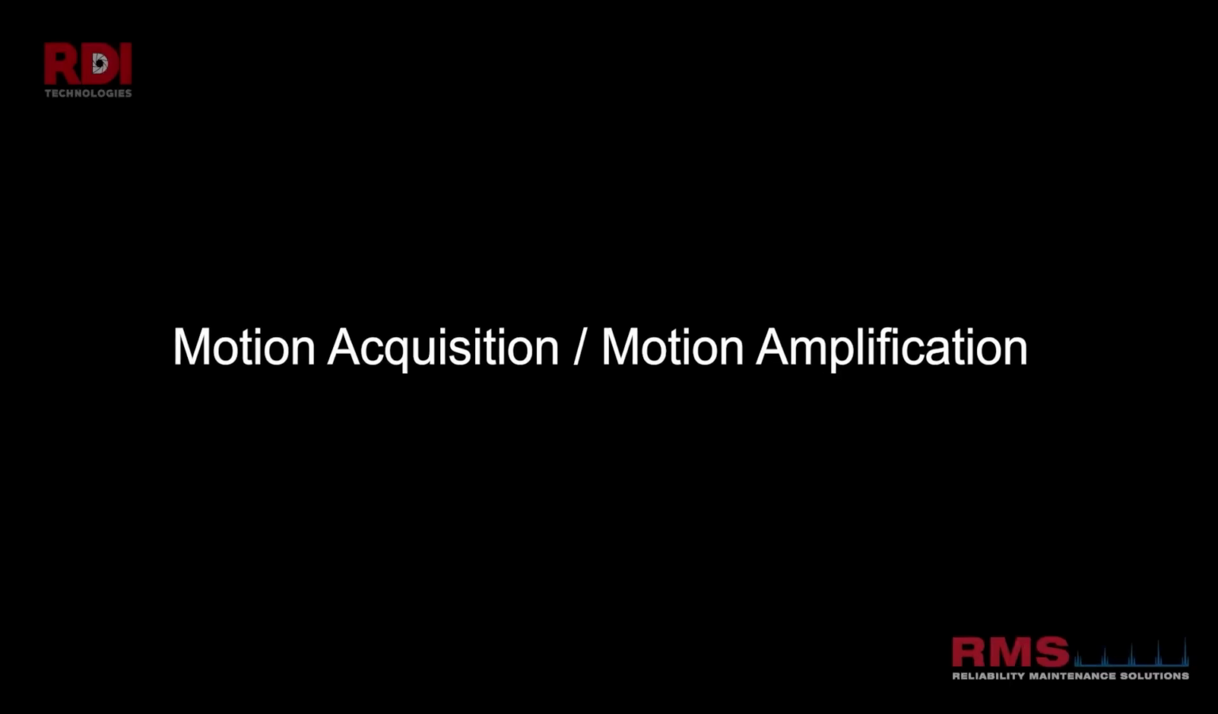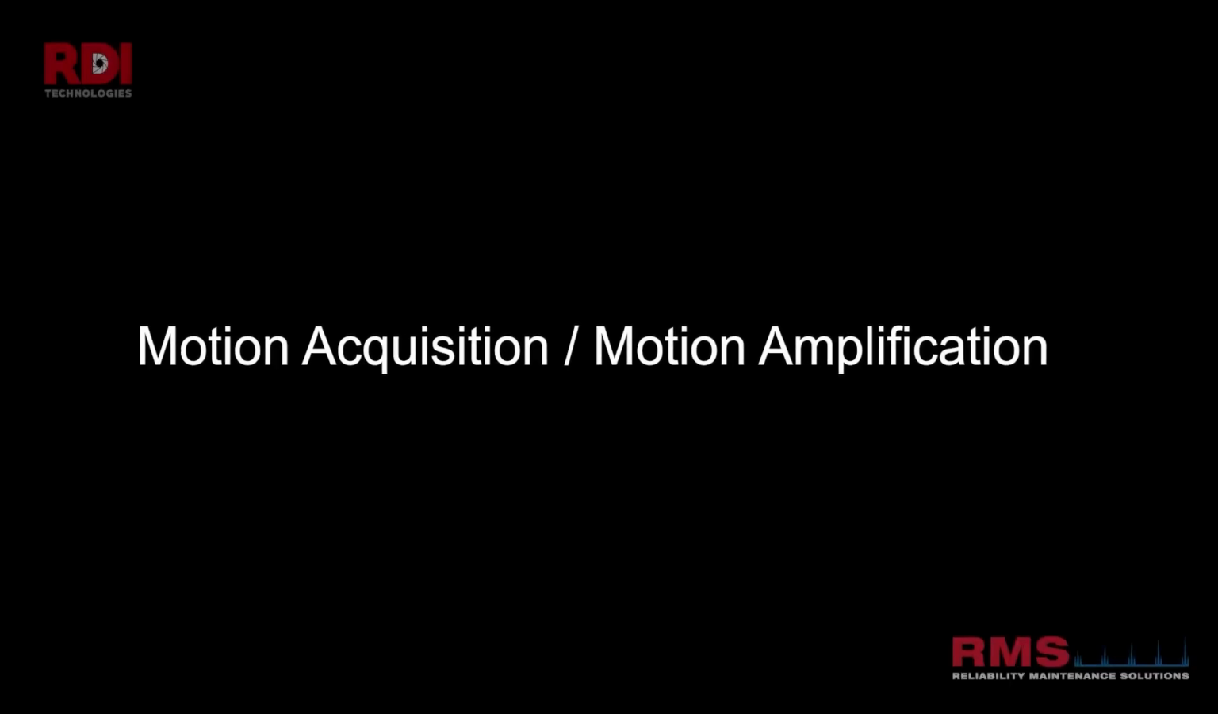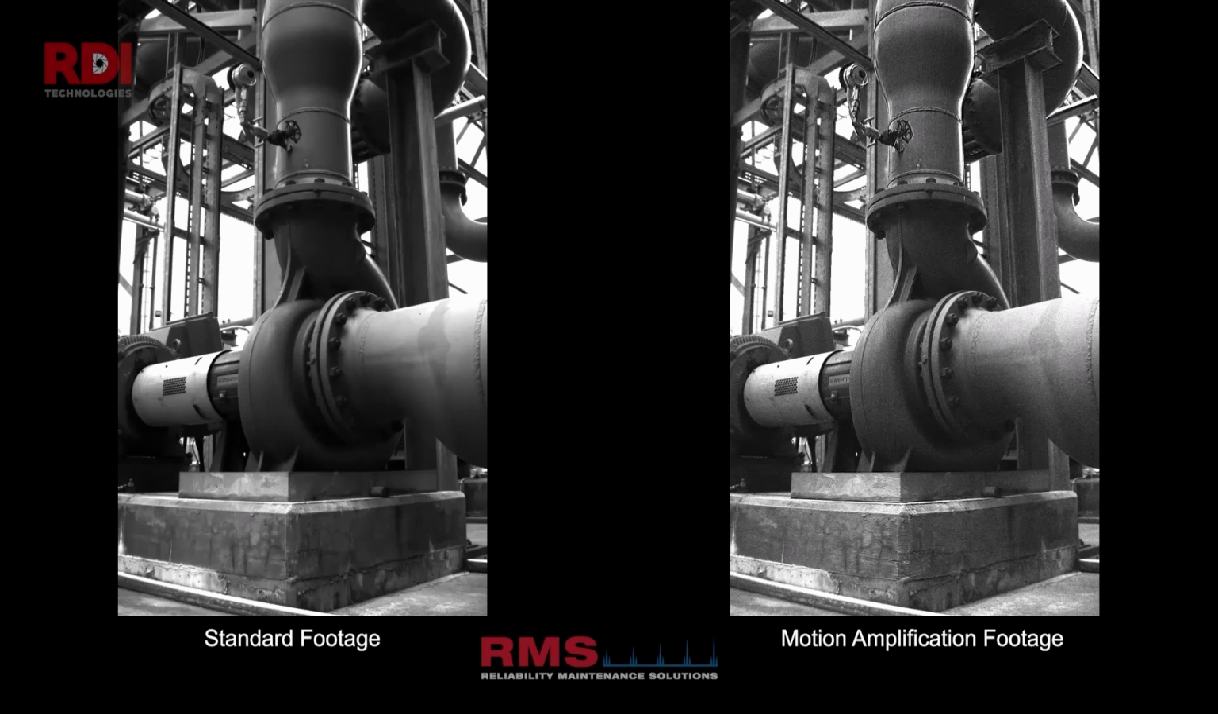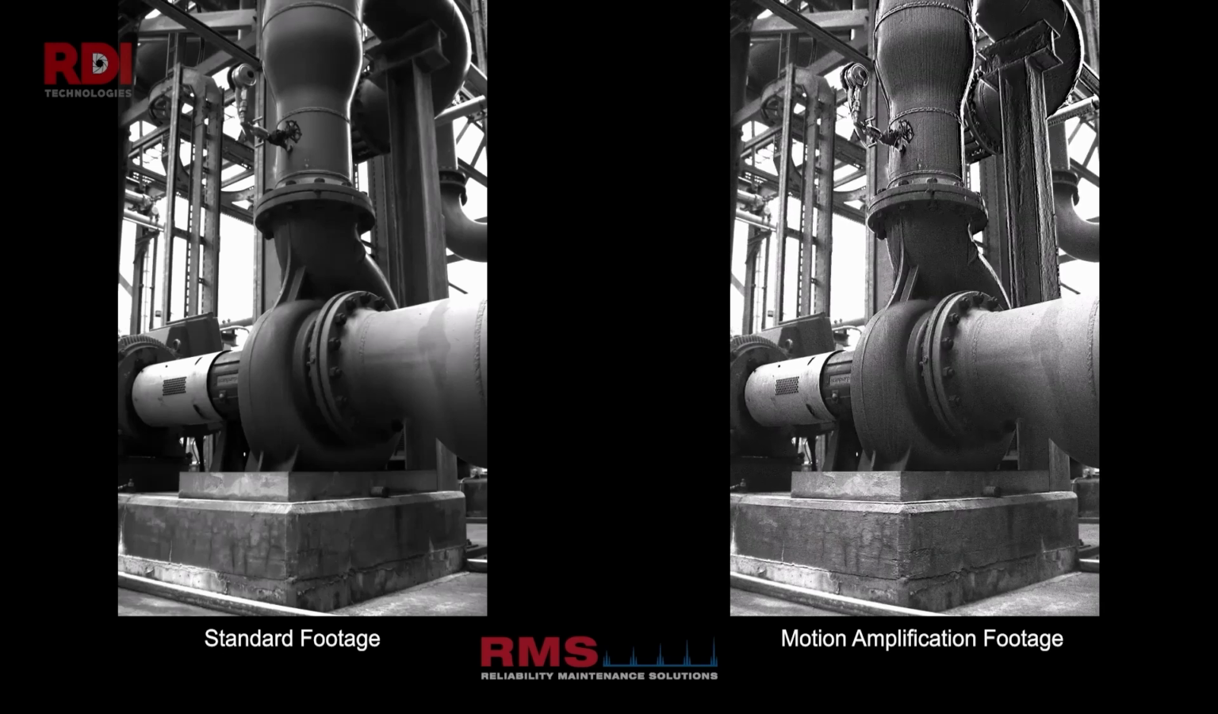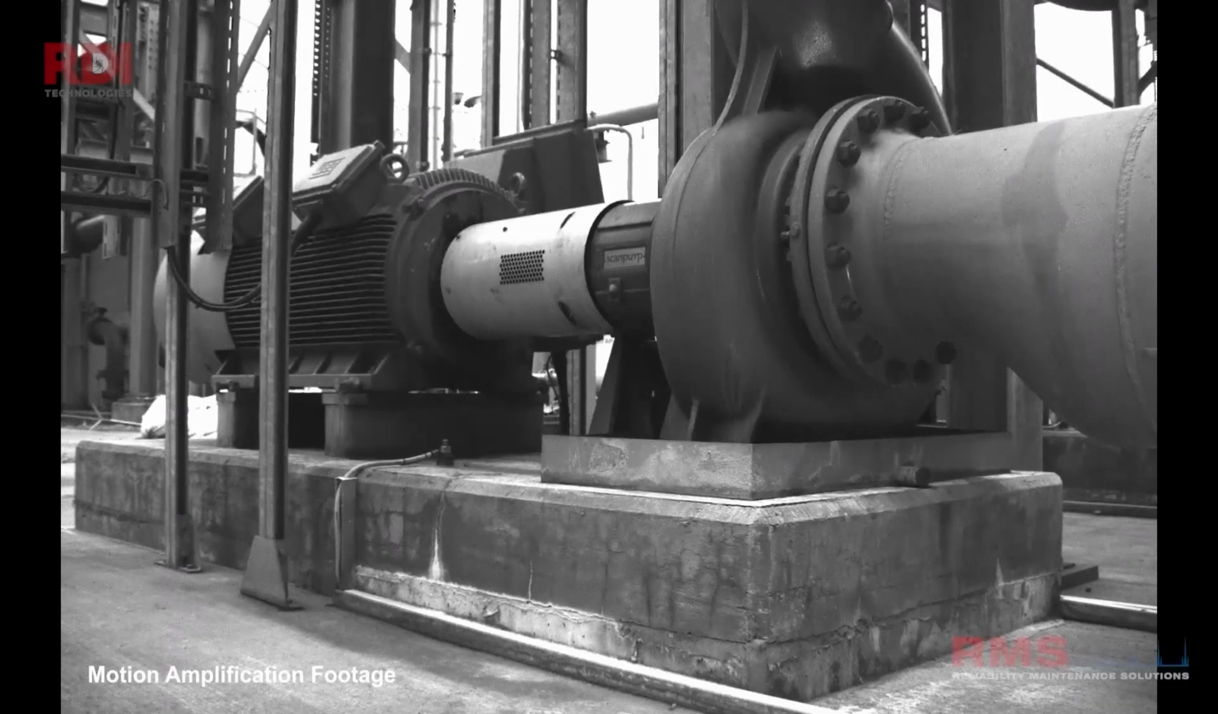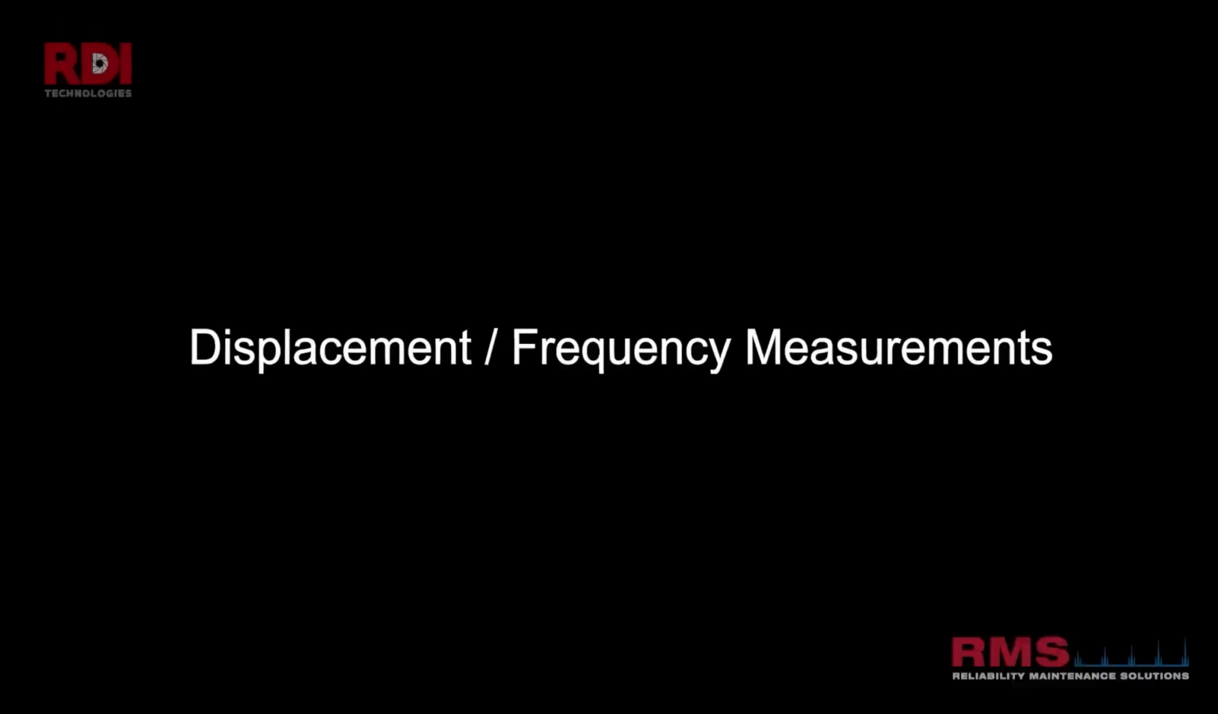So the first one is motion amplification. This was absolutely amazing. This is the core of the product, where we can actually see the motion of the machine that's not visible to the naked eye. And as you can see here, it can expose problems such as a cracked base, anything like that.